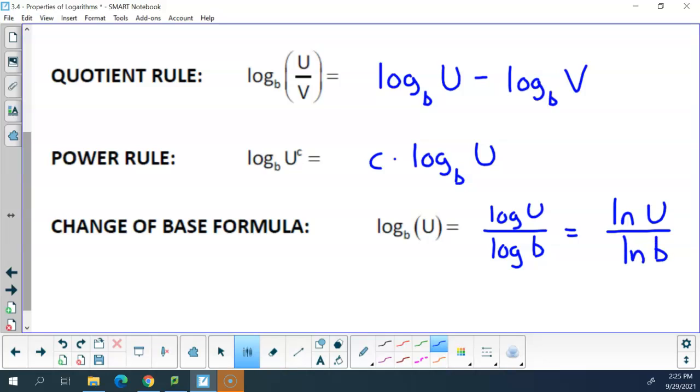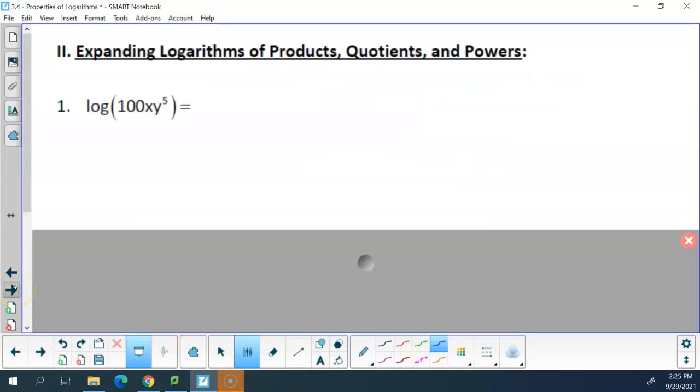You just can't intermix them. So if you're going to go with log base 10, you're going to go log base 10 both in the numerator and the denominator. If you're going to go with natural log, you've got to use natural log. That change of base formula allows any calculator to evaluate a log. Okay? Let's put some of these to work now.